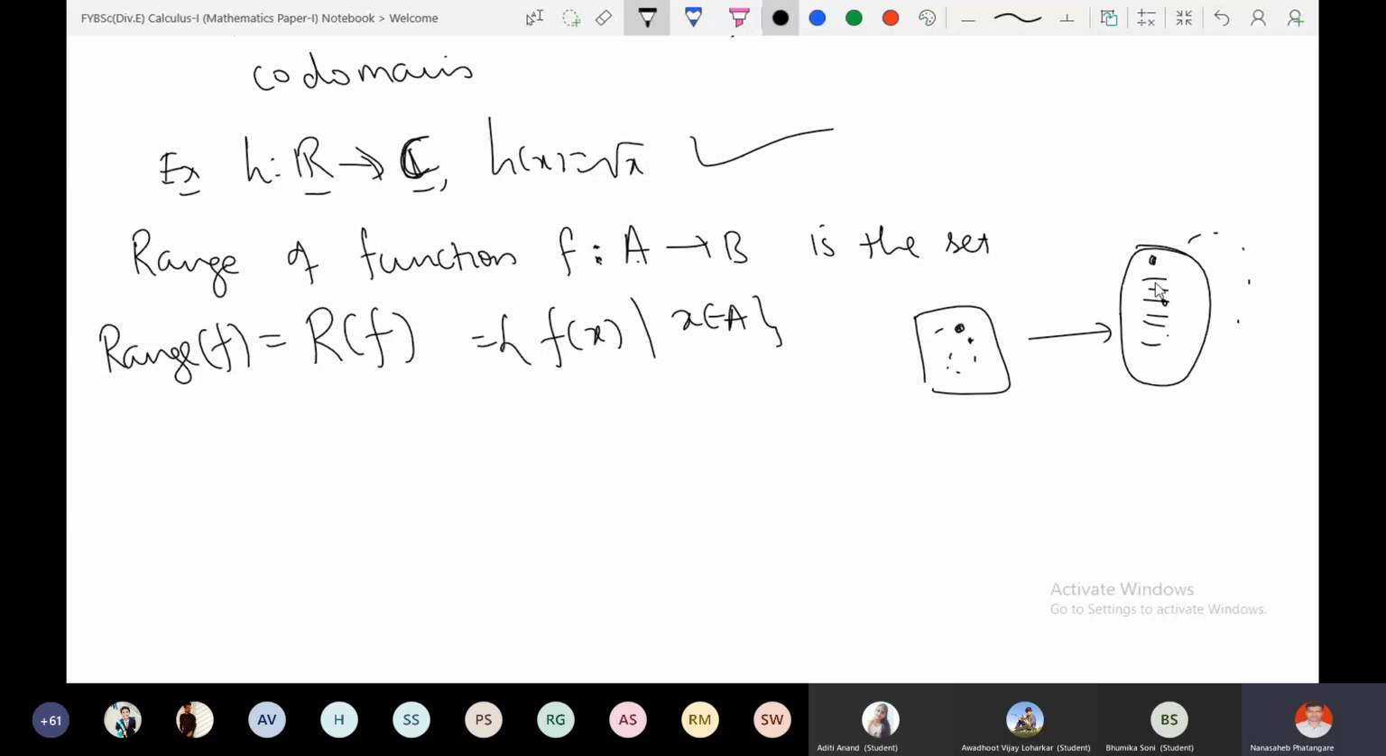Outside of it is not in the range. If you choose any point outside the range, there is no bullet which can be fired at this point. That's why the word range is used here: where the function can fire the elements. So the function is like a gun. You take bullets as the domain and you fire. What is your codomain? You are standing at some point and firing bullets, and the entire space is your codomain. But how far you can fire the bullet, that is the range. The entire space is not your range.